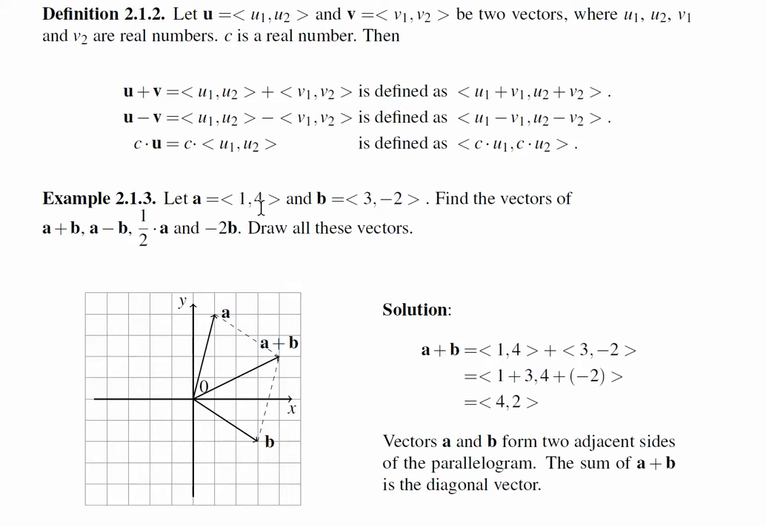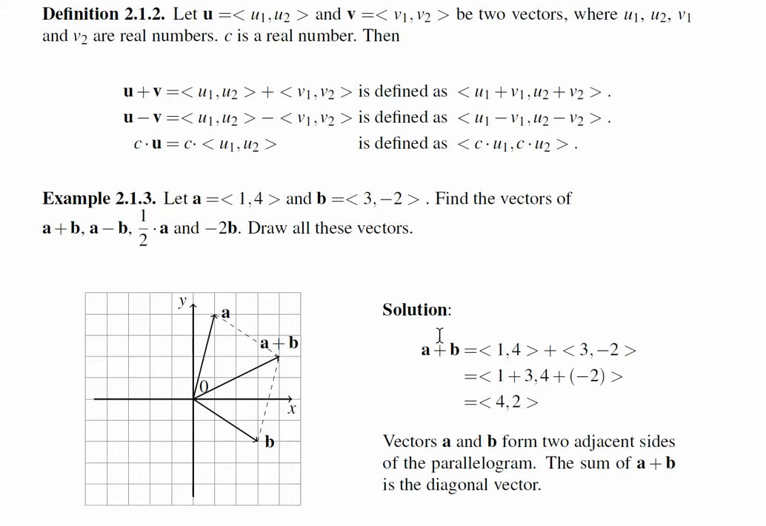A is (1, 4). So 1, and 1, 2, 3, 4. So this is our vector A. And B is (3, negative 2). So 1, 2, 3, and negative 2. So this will be B, like that.